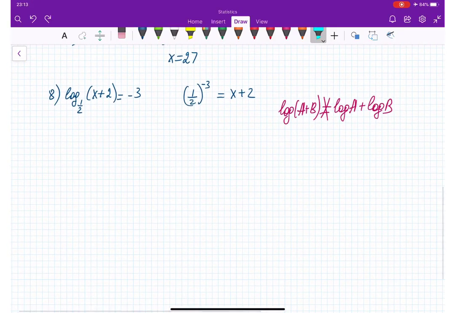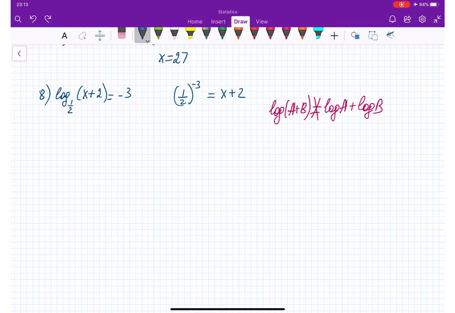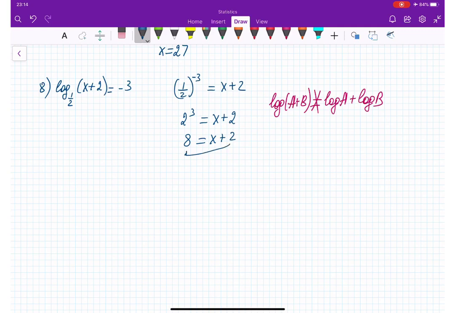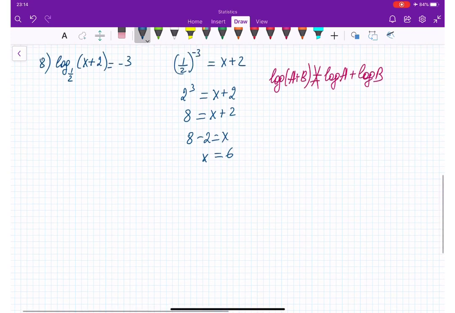All right, so what do we have here? We have 1/2 to the power negative 3. So I'm going to flip and represent it in the format of positive 3. So 2 to the power 3, right? Because 2 over 1 to the power 3 is equal to x plus 2. 2 to the power 3 is 8, is equal to x plus 2. So I'm moving 2 to this side, which will be negative. 8 minus 2 is equal to x. x is equal to 6.